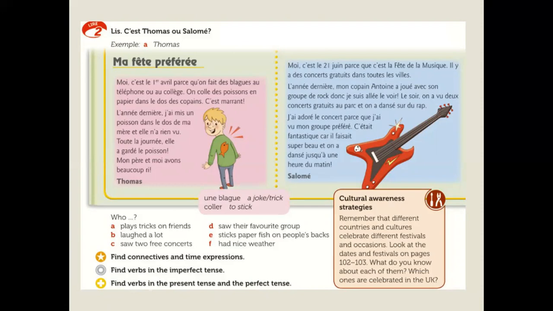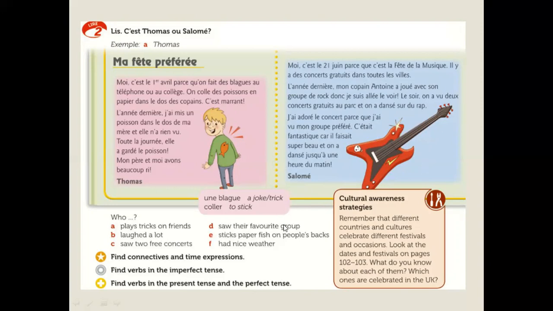Ok, on va corriger. Alors, who plays tricks on friends? It was Thomas. Who laughed a lot? It was Thomas as well. You can see, he says it here. My dad and I have laughed a lot. Ri is the past participle of the verb rire, to laugh. C, who saw 2 free concerts? It was Salomé. She said it here. On a vu, we saw, 2 concerts.